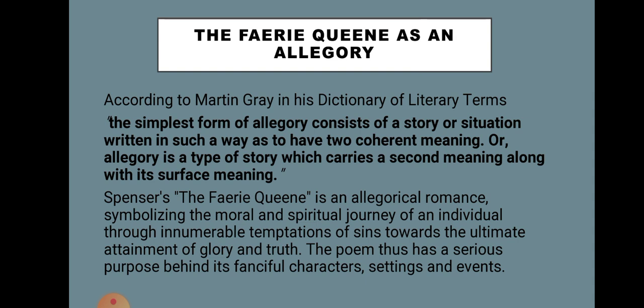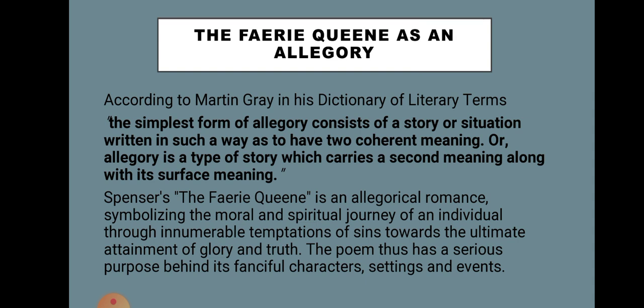According to Martin Gray, in his Dictionary of Literary Terms, the simplest form of allegory consists of a story or situation written in such a way as to have two coherent meanings. Or allegory is a type of story which carries a second meaning along with the surface meaning. So there are two meanings at the same time. One is the surface meaning, that is the signifier, what it apparently means. The other important meaning is what that particular thing stands for. It is intended to convey something else.